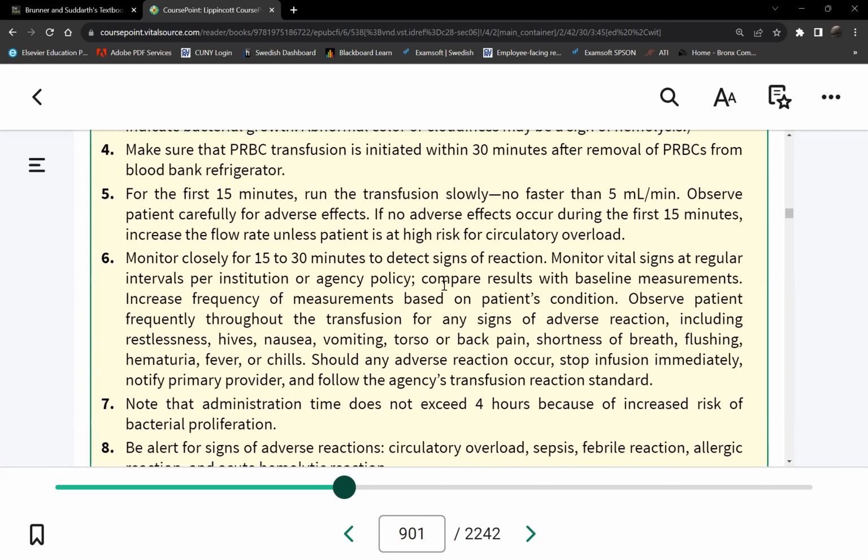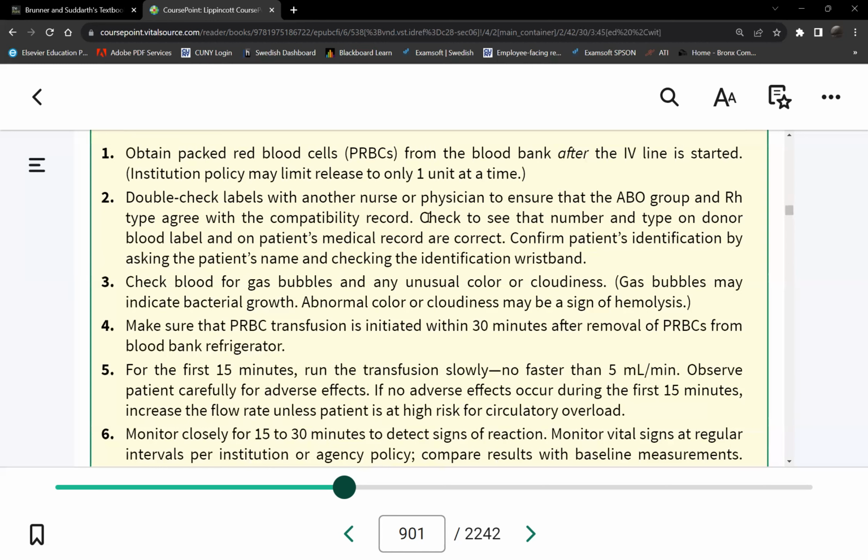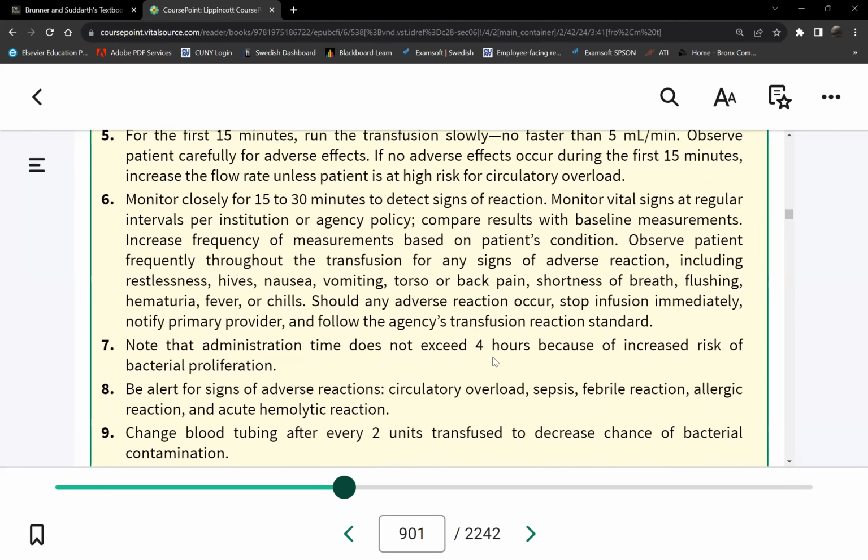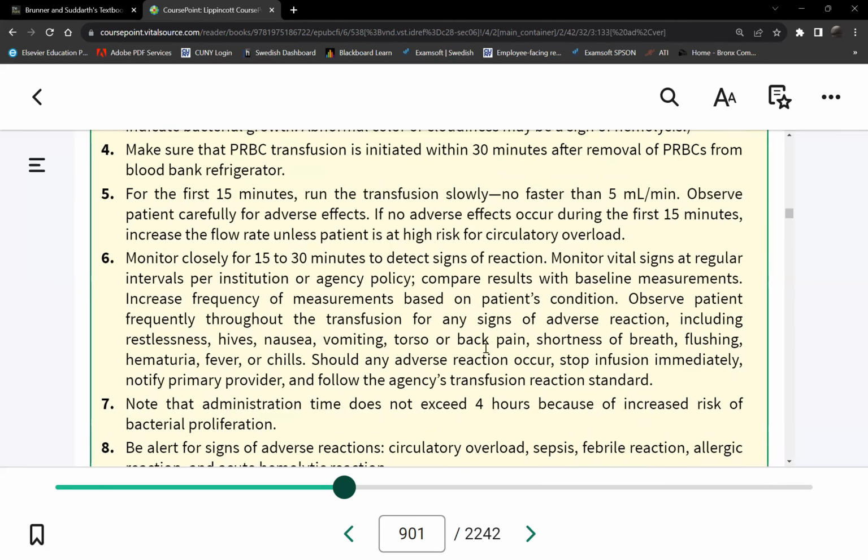Now, any typical bag of packed red blood cells contains about 300 mL, more or less. Some are 330, 308, doesn't matter. It's about 300 mL. So if you have 4 hours to finish it, what would be your rate? What would be a safe rate?